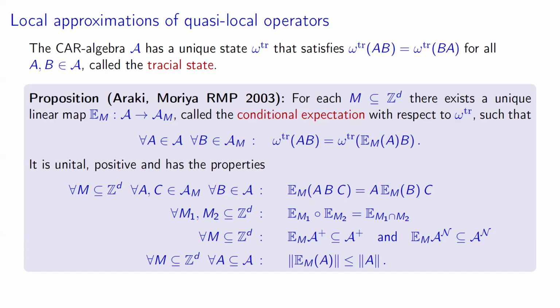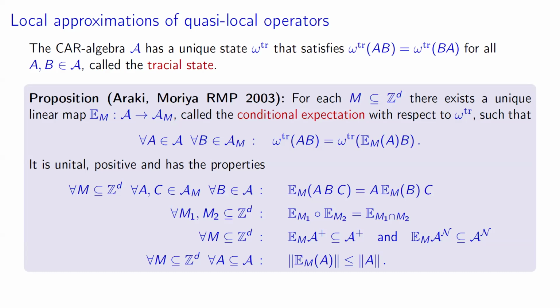that the tracial state evaluated on AB, if B is supported in M, is the same as the tracial state evaluated on the conditional expectation of A times B. So if you write this down for the usual partial traces, you will recover that this is satisfied for partial traces. But this is now on the infinite level. And it has additional properties.